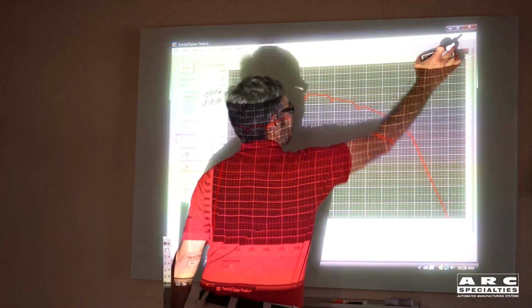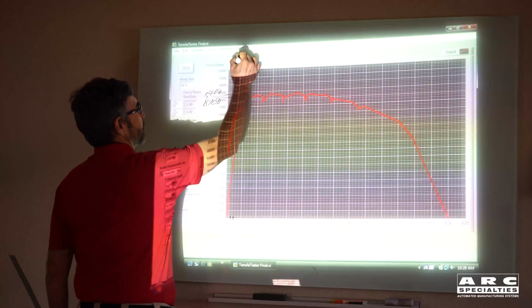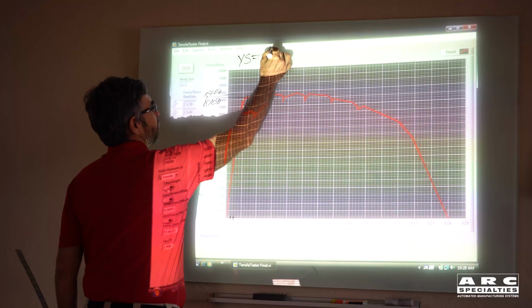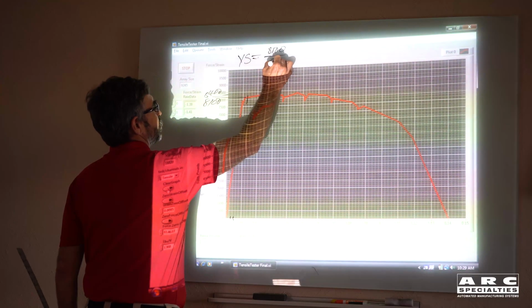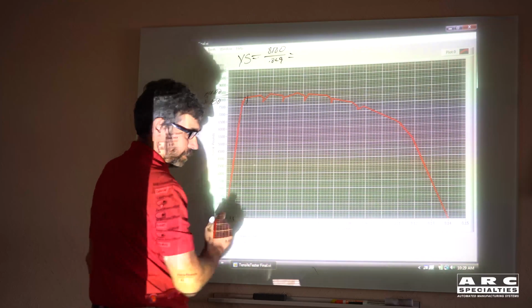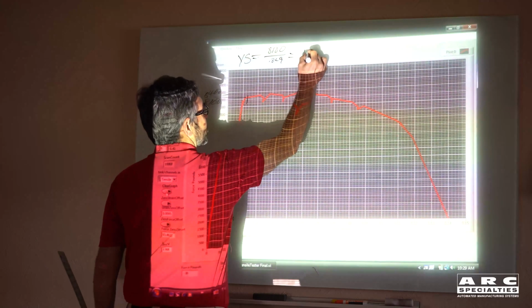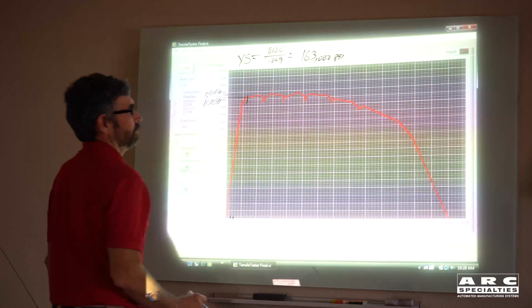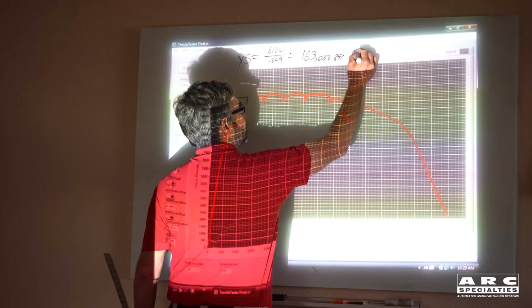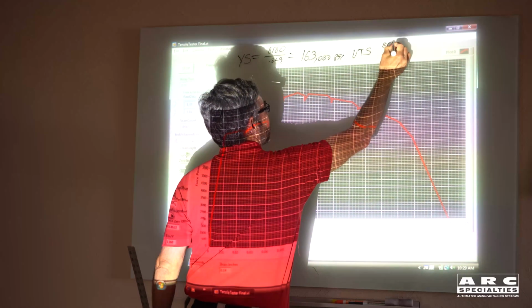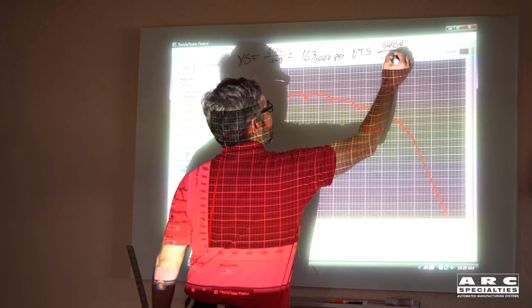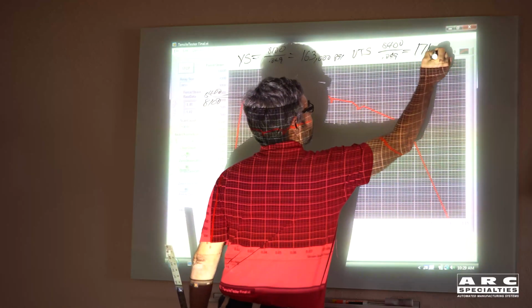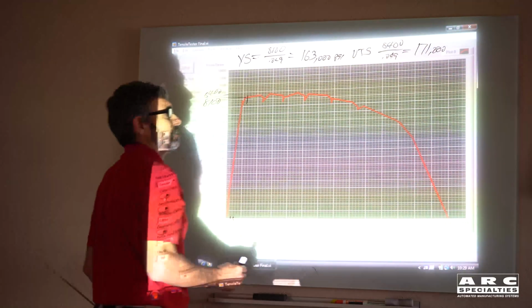Let's erase that. So what you do for the yield strength is equal to the load, 8,100 pounds, divided by 0.049, and that works out to 163,000 PSI. For the tensile strength, we have 8,400 pounds divided by 0.049, works out to 171,000 pounds per square inch.